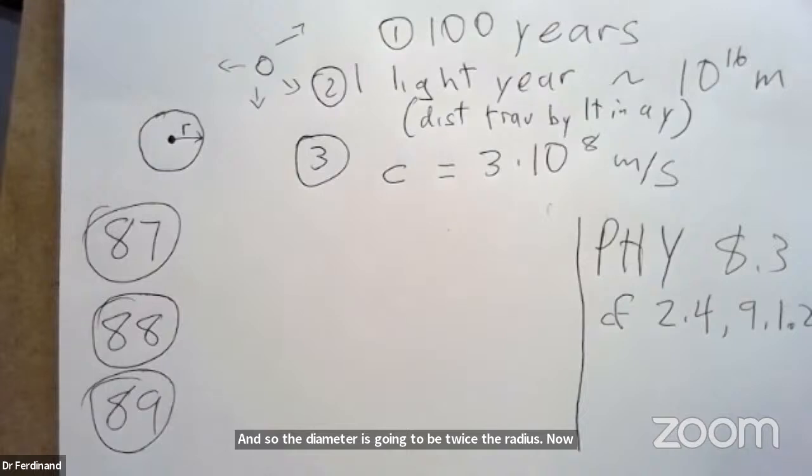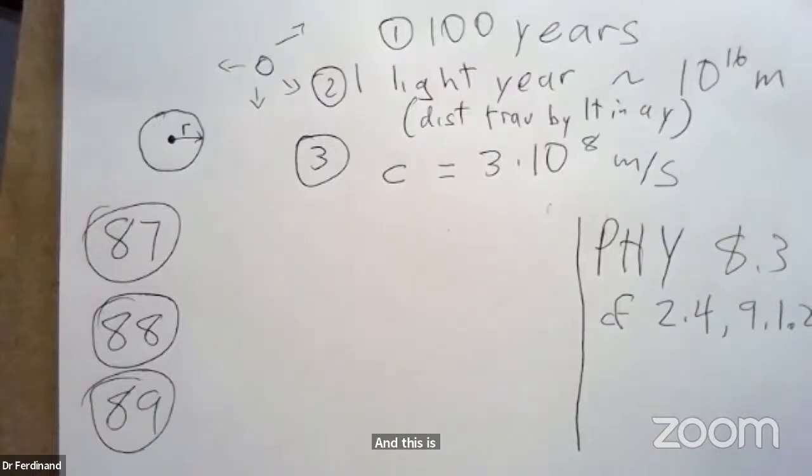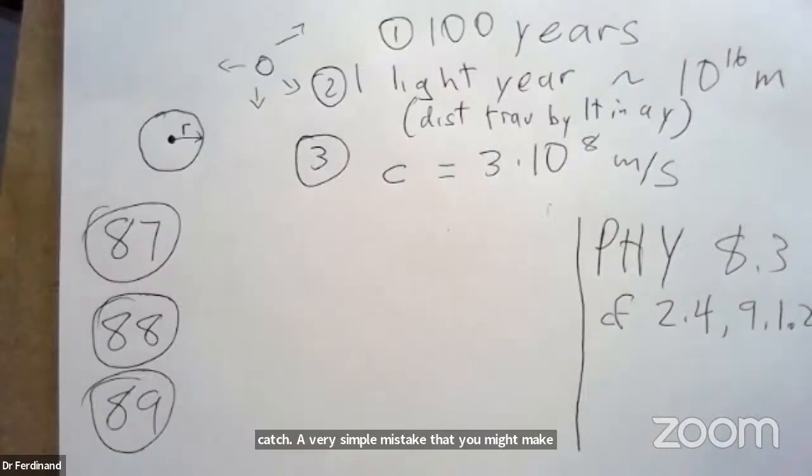Because look at the answer choices. You see that among the four answer choices, two of the choices are exactly double two of the other choices. And this is helpful to notice because it helps you catch a very simple mistake that you might make, which is you calculate the radius, but you forget to double it in order to get the diameter.